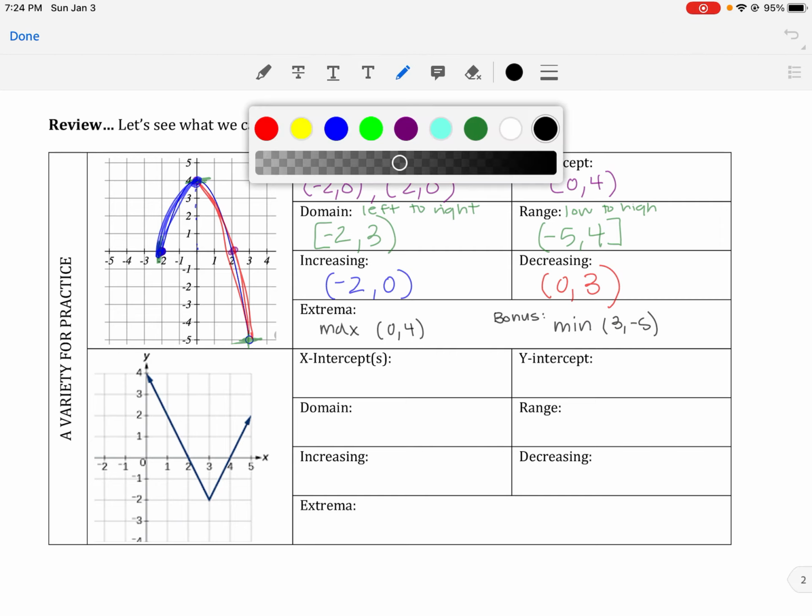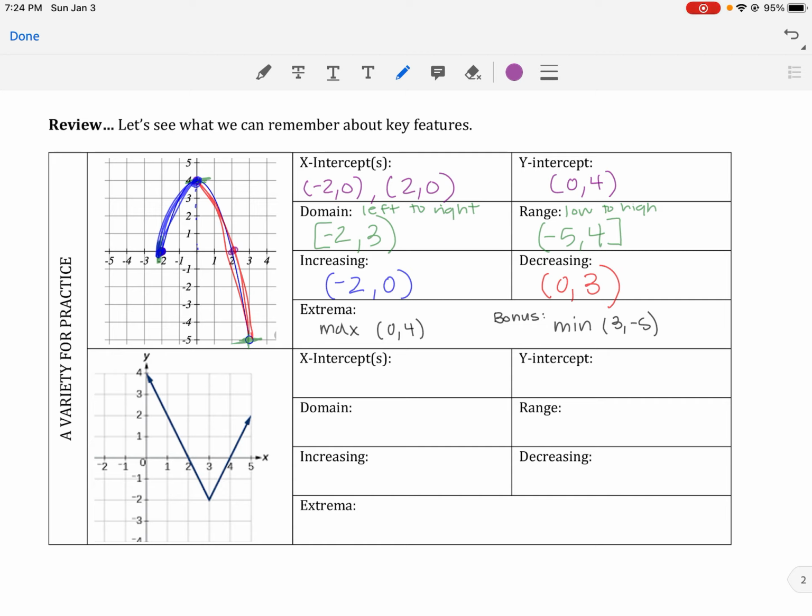Okay, we've got another graph to do it with. X-intercepts: it crosses the x-axis at 2, 0 and at 4, so 4, 0. The y-intercept looks like it's right there at 4 as well, but that's 0, 4. Okay, domain is left to right. You have to be a little careful here because it has these arrows. Your graph is going up and to the left, up and to the left. It will go all the way to the left, so that's -infinity. And it goes up and to the right on this side, so it goes all the way to the right.